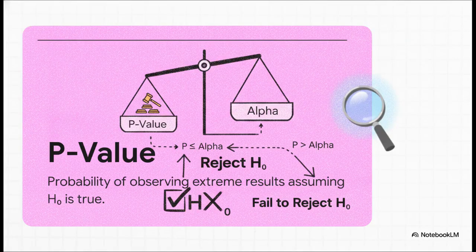So once we've set our alpha, how do we evaluate the evidence? We use the p-value. The p-value is literally the probability of observing results at least as extreme as our specific sample result, assuming the null hypothesis is true.